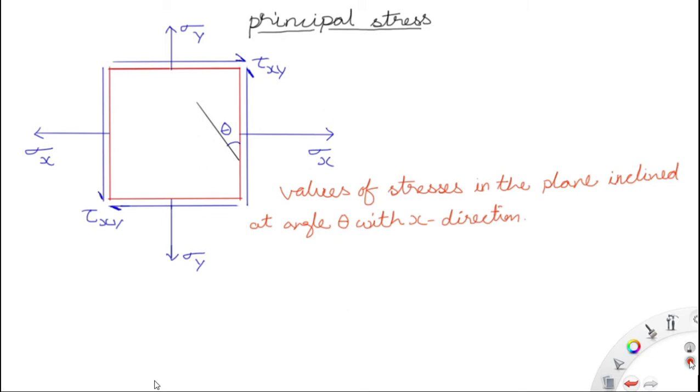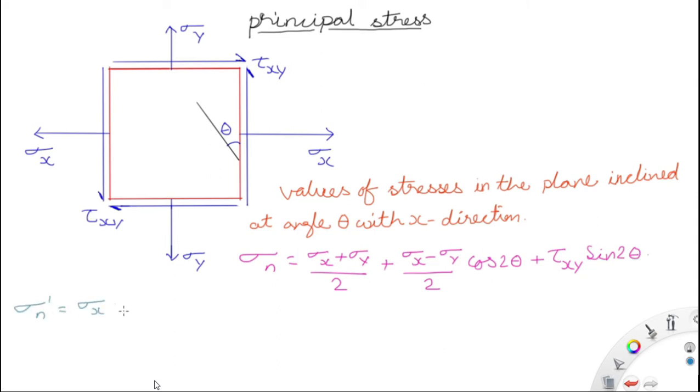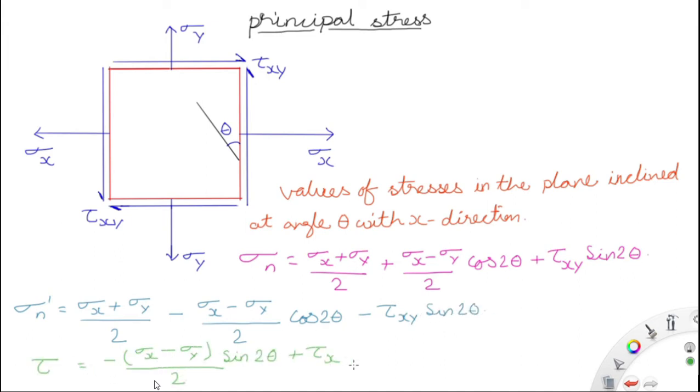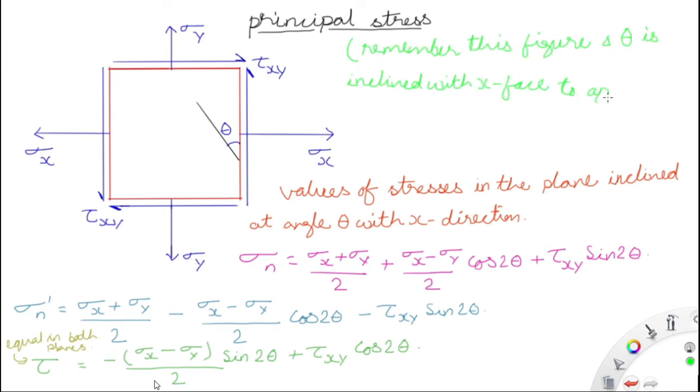First of all, this is the figure where a rectangular cross section has been subjected to a biaxial stress condition. So sigma x is the stress in the x direction, sigma y is the axial stress in the y direction, and tau xy is the shear stress acting.